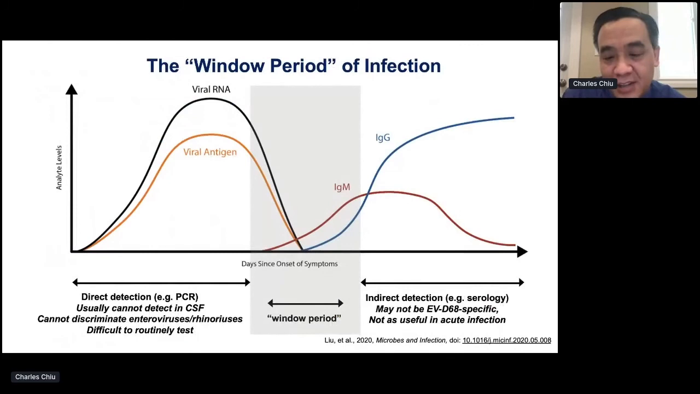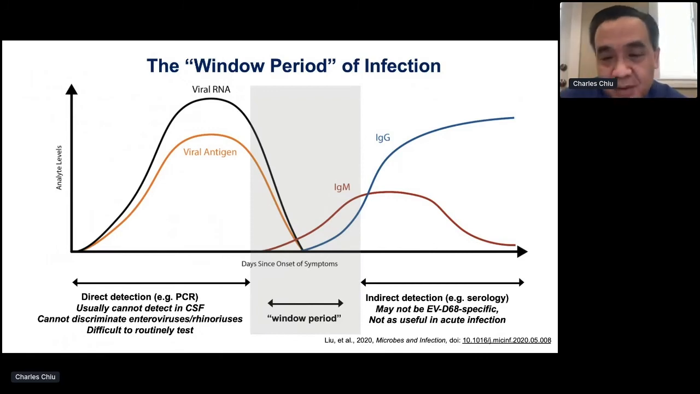But there's still one big challenge, and this is the big problem. One is, as I said before, direct detection is difficult because we usually can't detect enteroviruses in spinal fluid. We can't discriminate enteroviruses and rhinoviruses. It's difficult to routinely test for enteroviruses, even from, say, nasal swabs. The second problem is that antibodies may not be as useful in acute infection because, as you can see here, there is a window period before you can have detectable antibody, either in spinal fluid or in blood. So the key question is, how do we address the challenge of diagnosing AFM in early stage of illness?